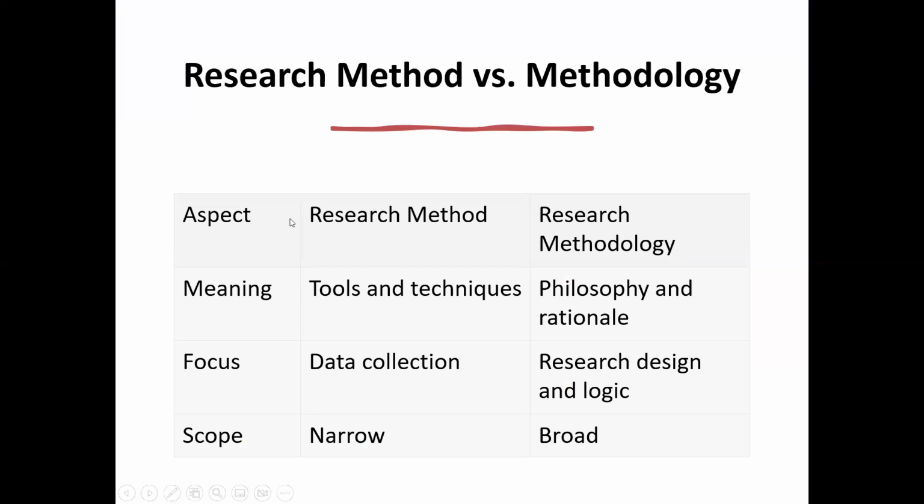If we look at research method versus research methodology and discuss different aspects like meaning, focus, and scope, you have to differentiate between these things. Basically, research method means the tools and techniques, and research methodology means the philosophy and rationale behind them. Research methods focus on data collection, while research methodology focuses on research design and logic. The scope of research method is narrow, and the scope of research methodology is broad.